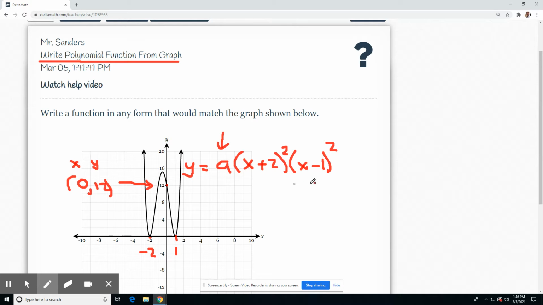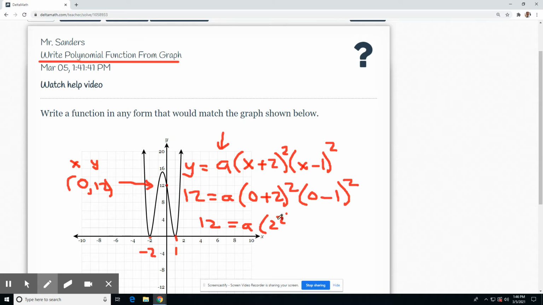So we'll plug those in here, and then we'll be able to find out what a is, and then we'll fill in the general form. So y is 12, a is what we're looking for, x is 0, x is 0, and simplify. That's going to be 2 squared. That times -1 squared. -1 times -1 is 1.